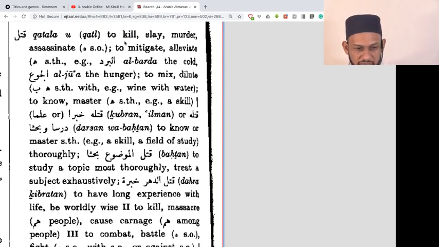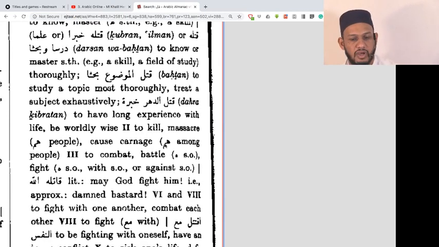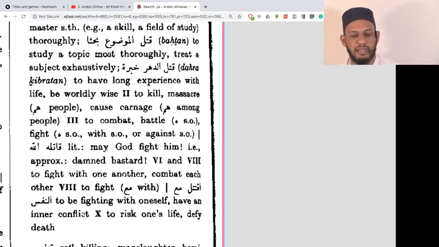Qatala on the first verb means to kill, to slay, to murder, to assassinate, to mitigate, alleviate, many things. On the second verb, qattala yuqattilu means to kill, to massacre, intensification. On the third verb, qatala doesn't mean to kill. It means to combat, to battle, to fight someone. To combat each other, to fight against each other. That's what qatala means. You with me?